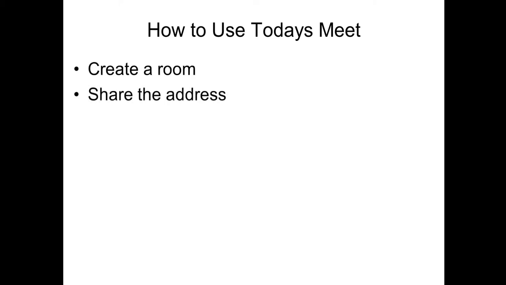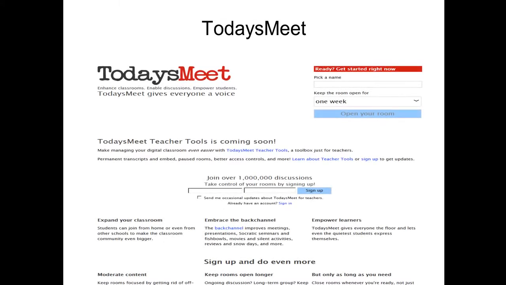So how to use TodaysMeet? You would create a room, share the address of the room, which is a link, and then collaborate. So this is the main page of TodaysMeet. It's a very simple application to use because it only serves one function. You set up a room, people enter the room using the link, and then they're able to type in their observations and thoughts as to what's going on in class. And you as the teacher can monitor that on your phone or on your computer as you're teaching a class.